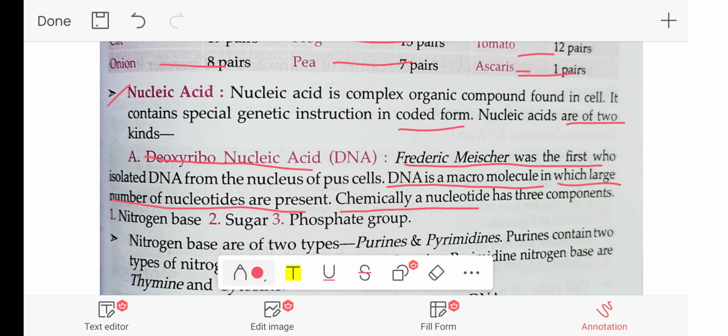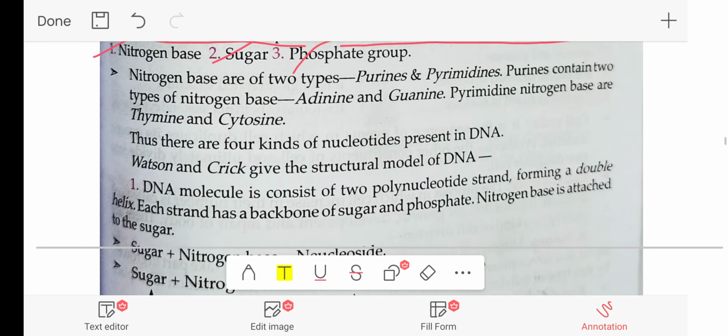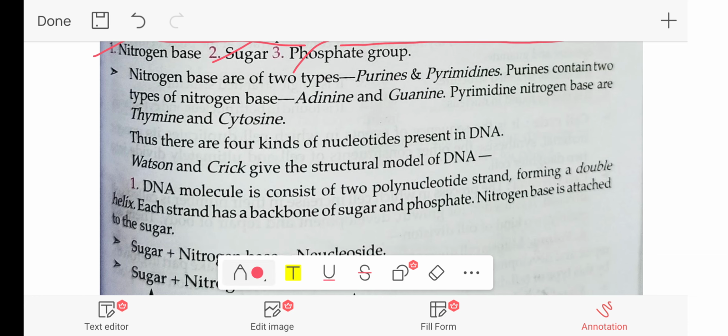Chemically, a nucleotide has three components, that is, nitrogen base, sugar, and phosphate group. Nitrogen bases are of two types, purines and pyrimidines. Purines contain two types of nitrogen base, that is, adenine and guanine. Pyrimidine nitrogen bases are thymine and cytosine. Thus, there are four kinds of nucleotides present in DNA.